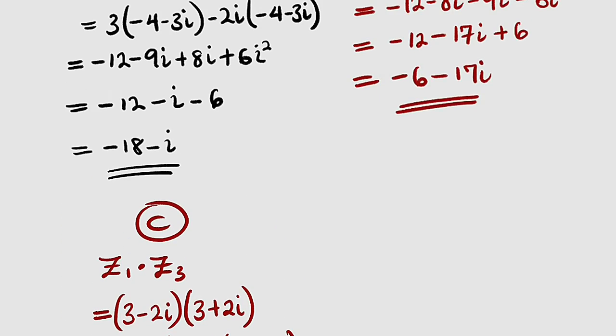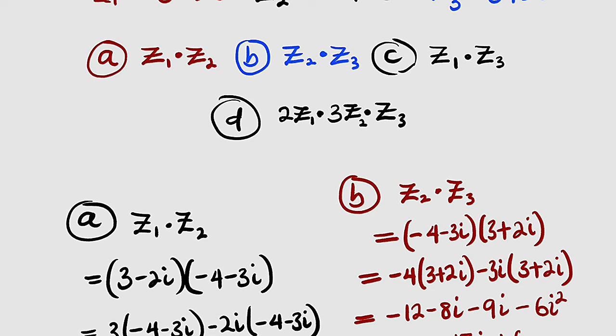Then the last question here states that we should simplify 2z1 multiplied by 3z2 multiplied by z3. So let me just copy it.